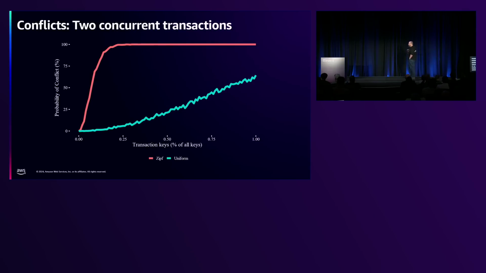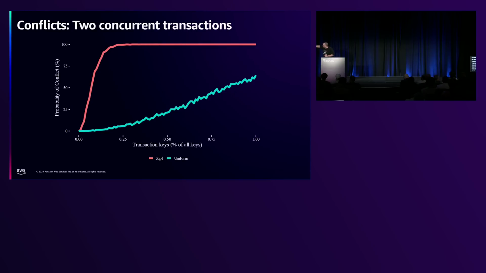And so here you can see some simulation results where I have compared two distributions of key heat, the sort of zipf distribution, which is very hot on the kind of head of the distribution, and a uniform distribution where I've spread out the load across the key space. And I've looked at the probability of the second of two concurrent transactions conflicting depending on what percentage of the keys in the database your transaction is accessing, right?